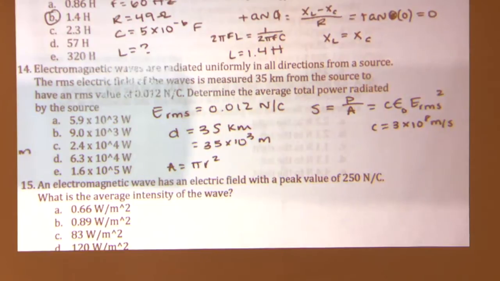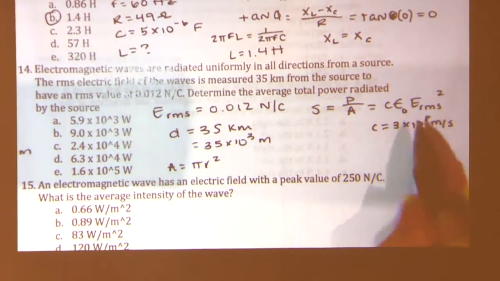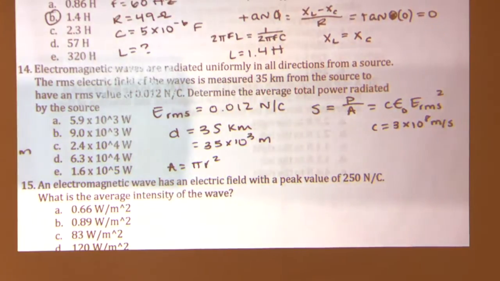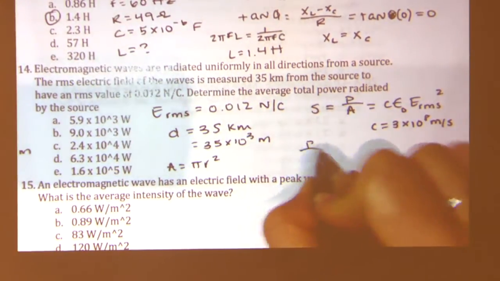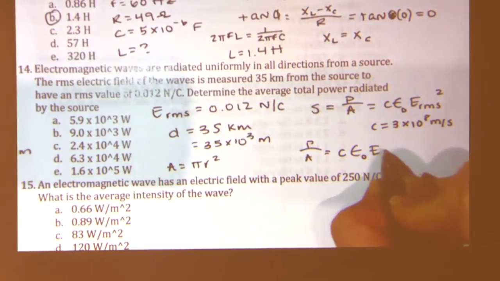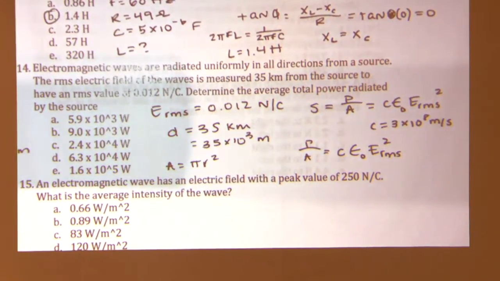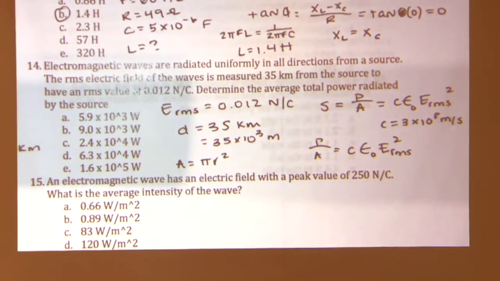So determine average total power. We have E RMS squared. Again, these are constants. We can solve for the area, and we would just be solving for power. So it'd be P over A is equal to C epsilon naught E RMS squared. And when I did that, it came out to be 5.9 times 10 to the 3 watts.